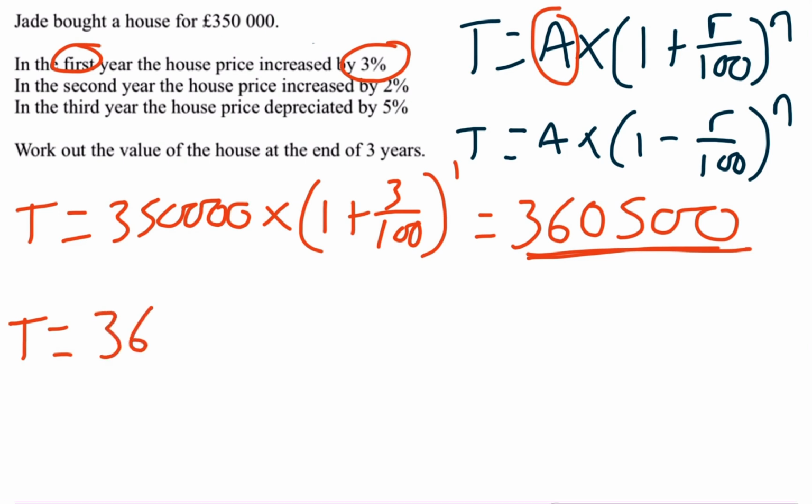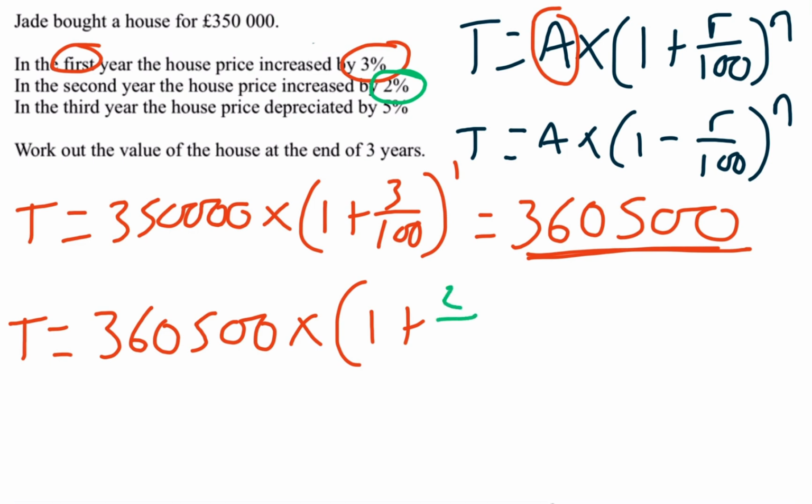So 360,500 multiplied by 1 plus, this time I'll do this in green, there's an increase of 2%. So it's 2 over 100.